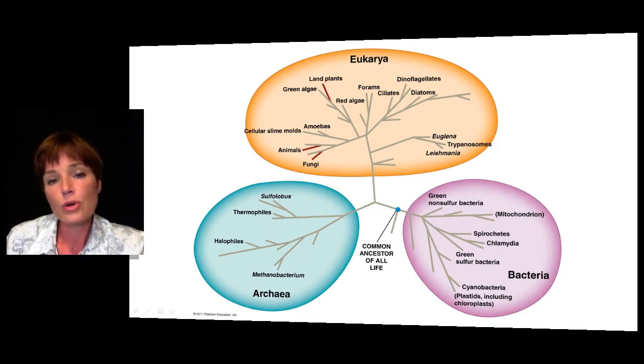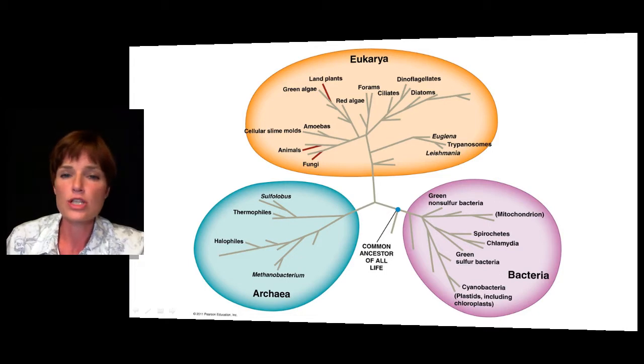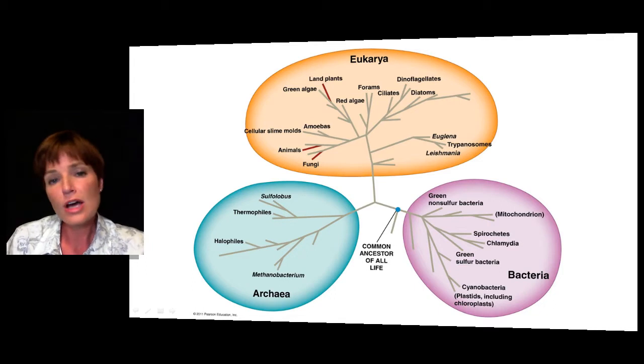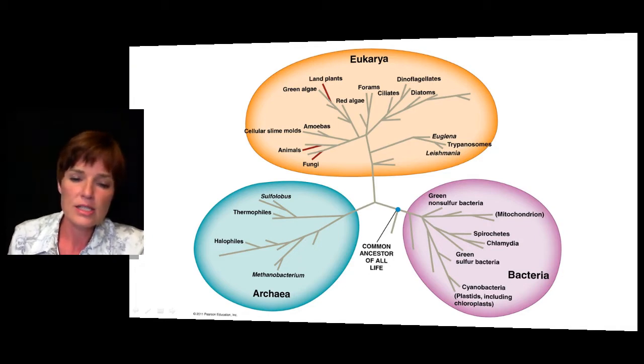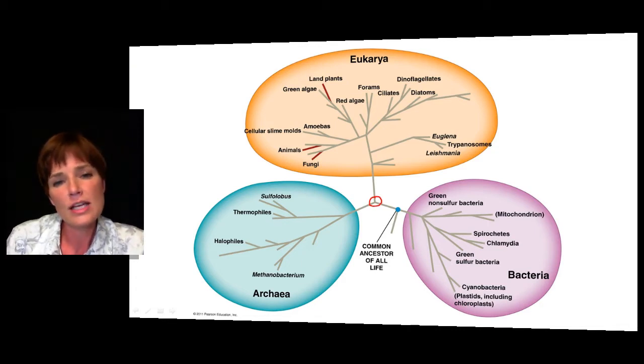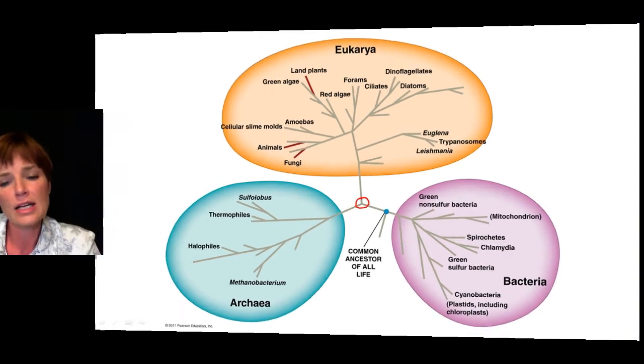We then have 3 major groups of organisms, which are now called domains. We have bacteria, archaea, and eukarya, and all organisms are going to fall into one of those. Throughout the rest of this semester, we're going to talk about those 3 domains and the organisms that make them up. But notice that eukarya and archaea are going to be more closely related to one another because they have this common ancestor here. So they will be more closely related to one another than they are to the bacteria.